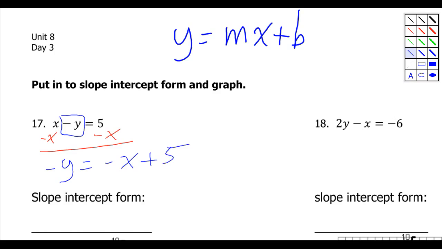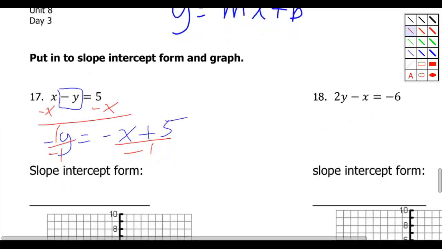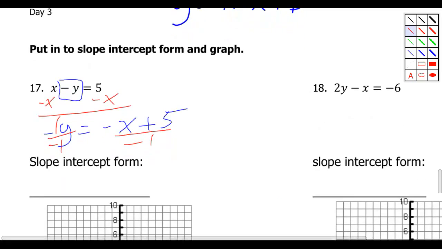I want to make special note, there's a negative 1 right there. So an invisible 1, or understood 1. So I divide by negative 1. I need to divide everything by negative 1. So there's also an understood 1 right there. So that ends up being a positive 1. Positive 1x minus 5.